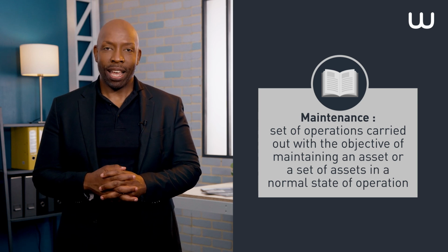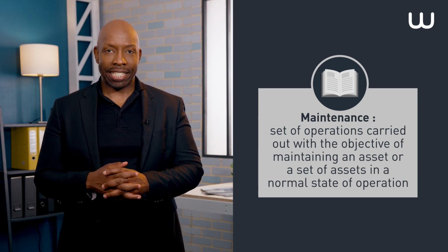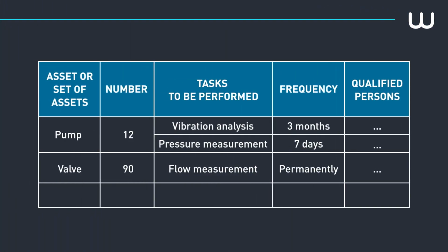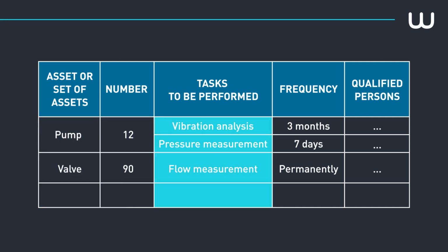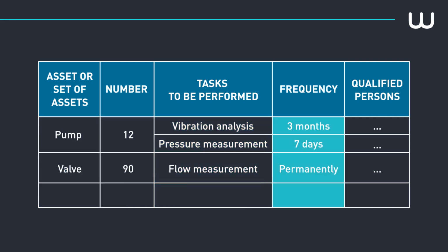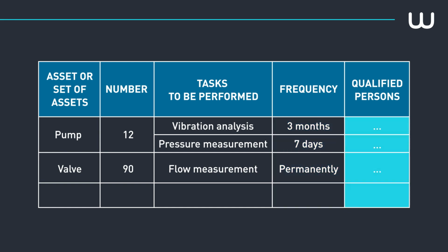Let's firstly remind ourselves of what maintenance is. Well, it's a set of operations carried out with the objective of maintaining an asset or a set of assets in a normal state of operation. The maintenance plan is a document which is generally presented in the form of a table in which all of the maintenance tasks are listed. Now, for every activity on the maintenance plan, known as a range, we indicate the asset or the set of assets, the maintenance operations to be performed, the frequency of these operations, and the persons qualified to perform them. Now, we can consequently plan maintenance over the long term for all of the system's assets.